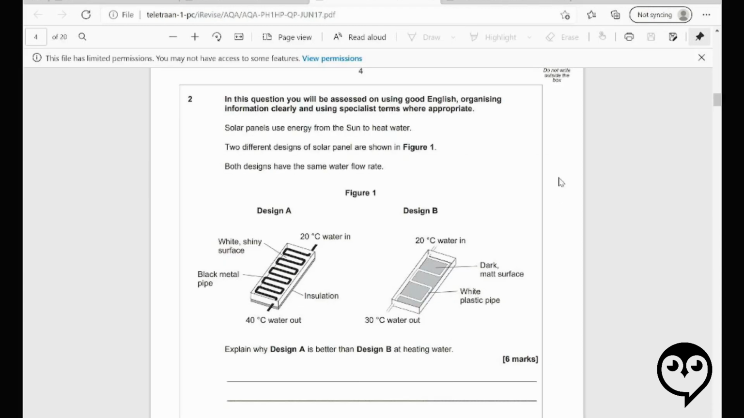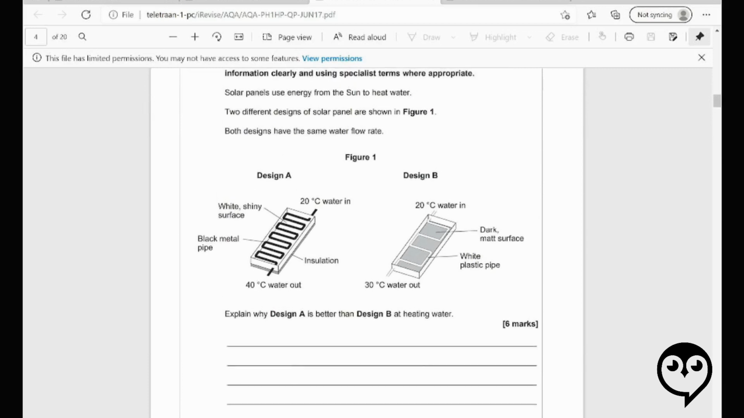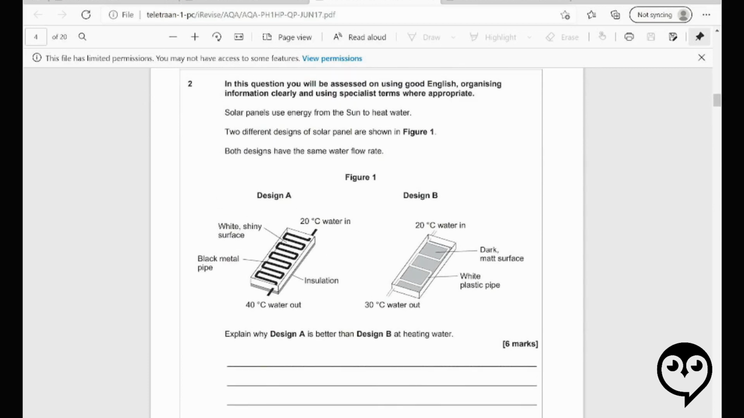Okay, and the last of our thermal physics questions, I've got a paper 1 here from AQA, June 2017. This is a 6 marks word question. I don't want to dwell too much on it. I think there's some black body stuff here, but this could serve as a nice review of conduction, convection, and radiation as well, even though we had said that was covered elsewhere. Why is design A better than design B?